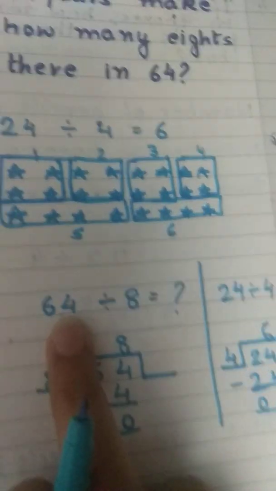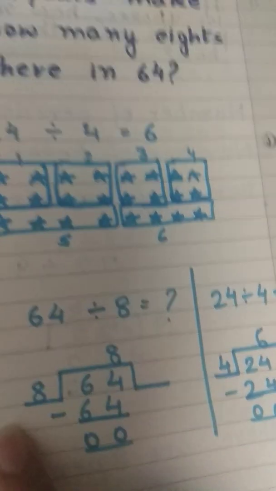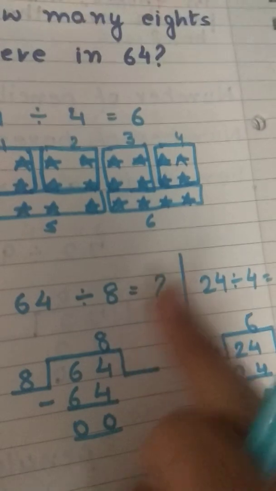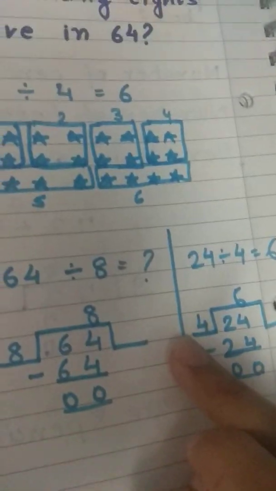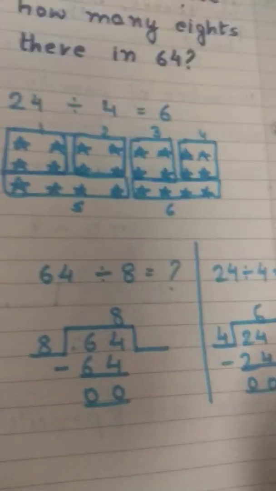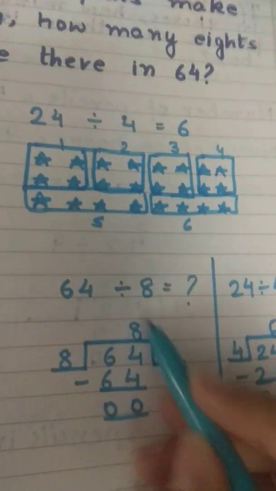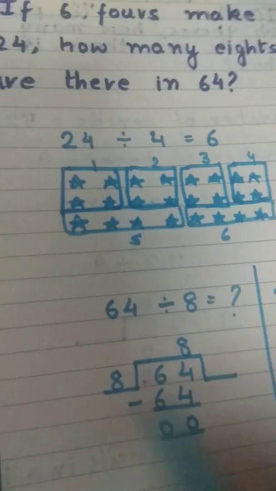Similarly, if 64 is divided into groups of 8, how many groups will be formed? So this 8 has gone here and this answer is the number of groups formed. Similarly, this groups of 4 is here and number of groups formed is here. Understood? So what will be the answer of this? How many 8s are there in 64? There are 8 8s in 64.